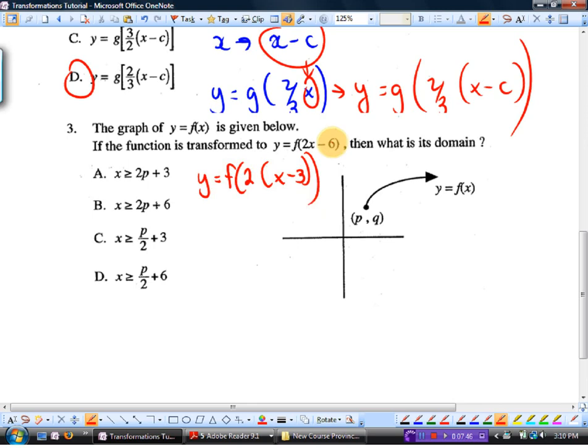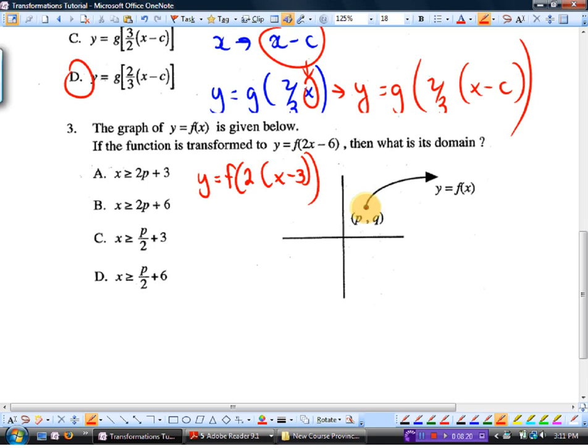Because this has not been moved 6 to the right. How far has it really been moved? 3 to the right. And now let's see if we can answer the question. Now, this is already a bit of a more difficult one because they haven't even given me a specific point. They've given me a point P, Q. Now, if you don't like that, feel free to temporarily make up nice numbers. In other words, you could say, I'm going to pretend it's 4, 8, and I'll see what happens to the 4 and the 8. But we're going to try and do this one algebraically.